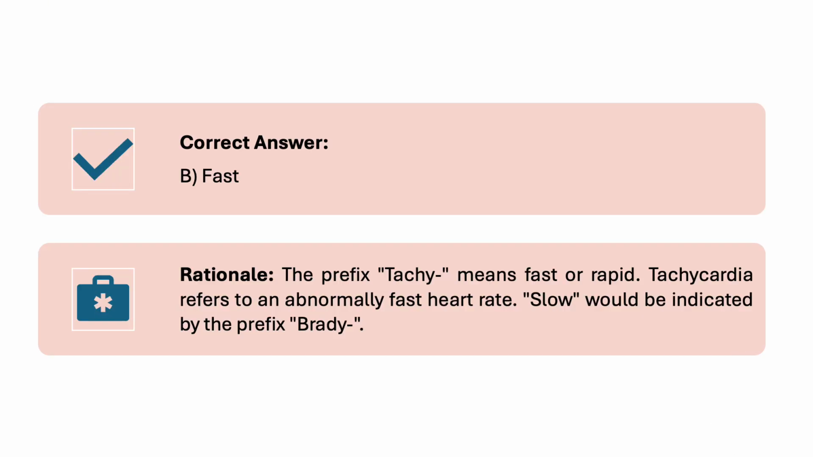Correct answer, B. Fast. Rationale. The prefix tachy means fast or rapid. Tachycardia refers to an abnormally fast heart rate. Slow would be indicated by the prefix brady.